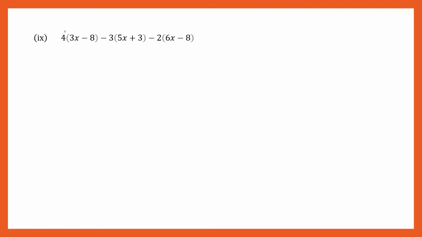Ninth one. 4 into 3x is 12x. 4 into minus 8 is, plus into minus is minus, 4 8s are 32. We've got the first part. Let's go to the next one. Minus 3 into 5 is 15. So that is 15x. 3 into 3 is 9, plus 9. Minus 2 into 6x is 12x. Minus 2 into 8 is minus 16.